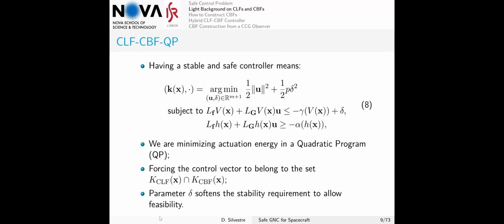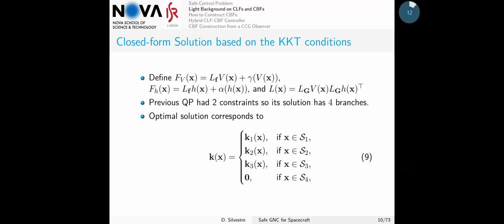So we are selecting a control vector from now the intersection of these two sets. And we are allowing this parameter to be like a slack variable, such that we can simplify a little bit the stability condition to always allow for the safety condition. And you'll see that this also raises some problems. Once again, if we apply the KKT conditions, now we have 2 scalar constraints. That means 4 possible solutions for the optimization problem. So you will write something like this.